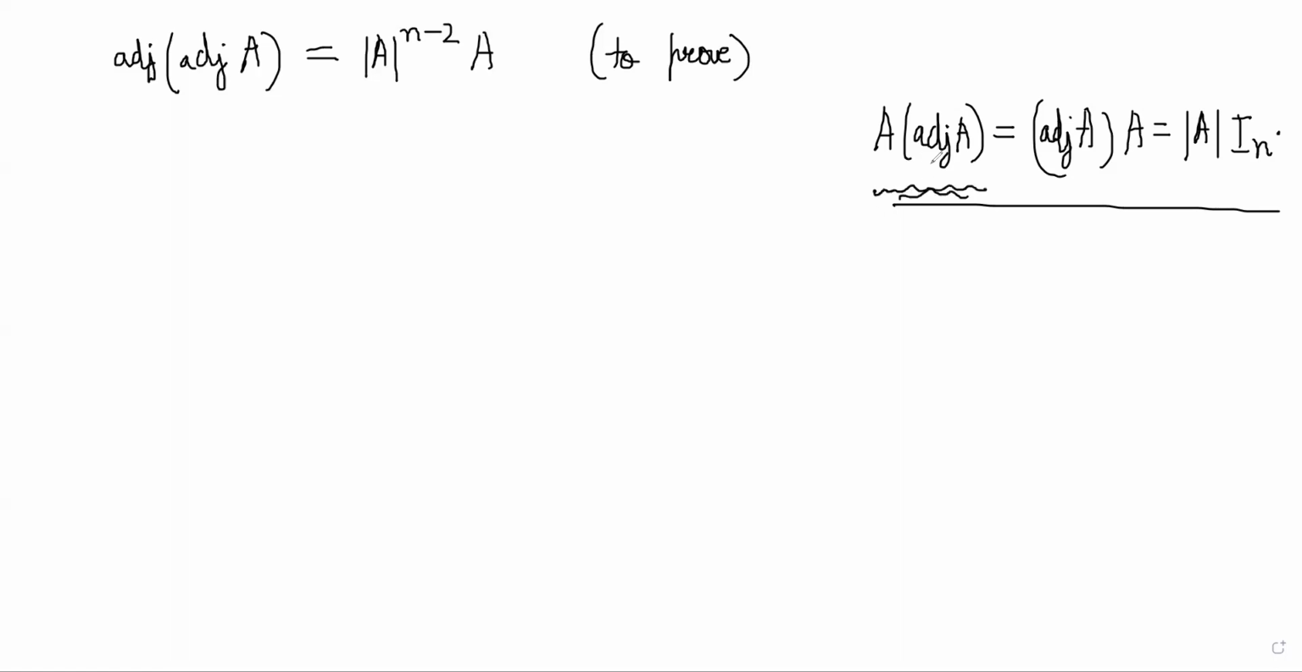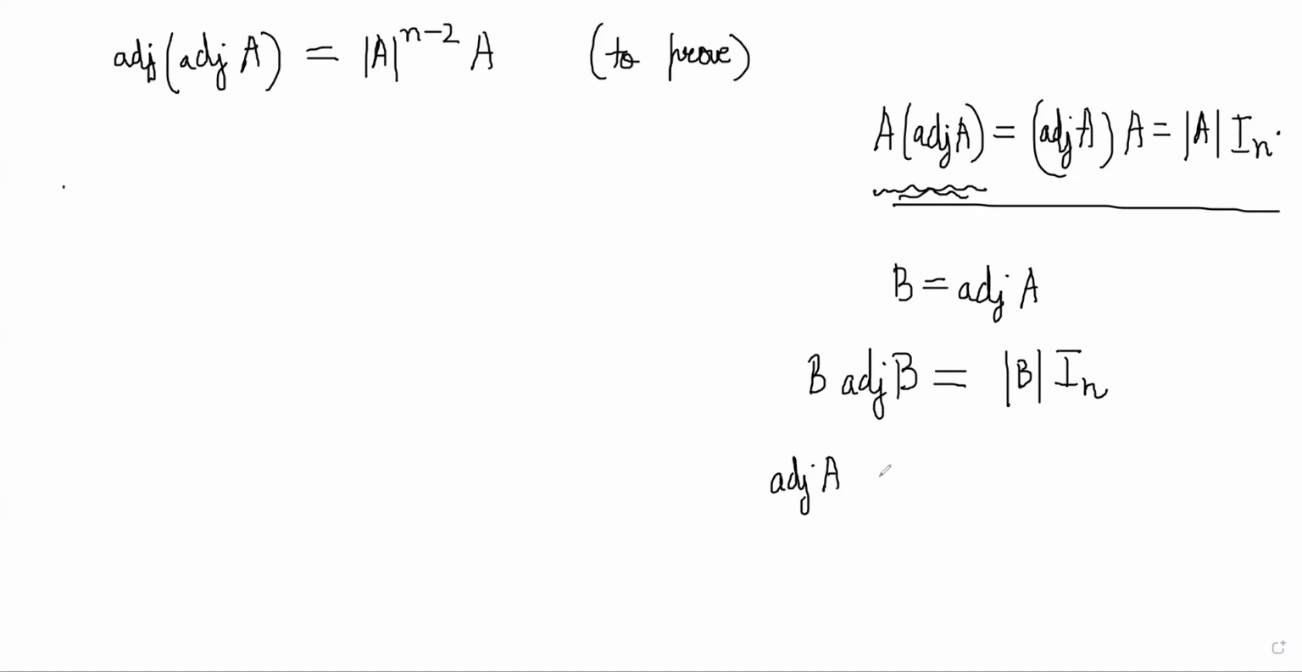I'm doing it in a totally different matrix. We have defined a matrix B which is equal to adjoint of A, and we are finding the value of B into adjoint of B. That's equal to det B into identity. So from here we get adjoint of A into adjoint of adjoint of A is det of adjoint of A into identity. And we know that det of adjoint of A is det A to the power n minus 1.